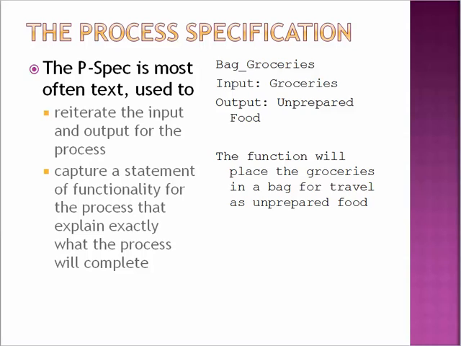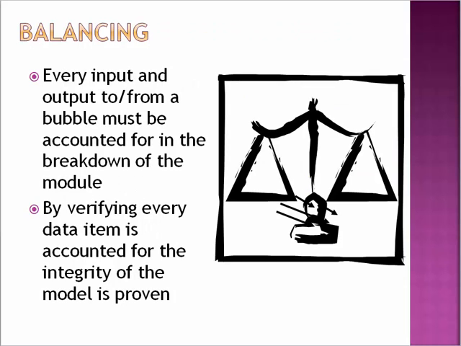Because remember, we had that problem before of did all the inputs and the outputs match? And so there's an additional process called balancing, where we want to make sure that every input leads to an output or is used somewhere in that functionality, and every output is only generated based off of inputs. So for every bubble we want to account for the inputs and the outputs, and then for the further sub functions we want to assure that they're only receiving those inputs and outputs.